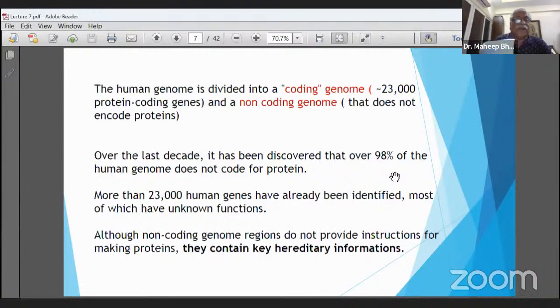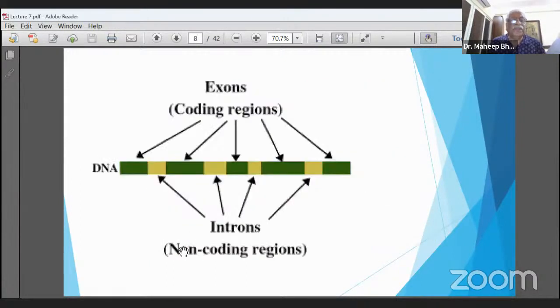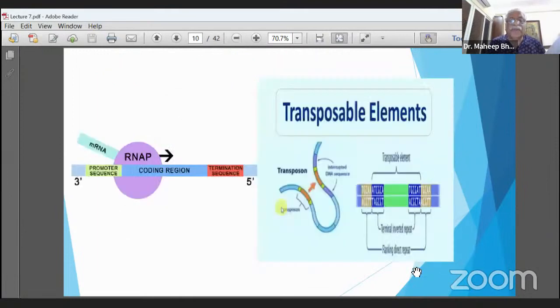It was discovered in the last decade that over 98% of the human genome does not code for protein. So the exon makes up only 2% of the human genome. More than 23,000 genes have already been identified, most of which have unknown functions. Now this is a DNA, and you can see clearly that the green areas are the coding regions, and the yellow regions are the introns, which are non-coding regions. Although they have no function of their own, they control the functions of coding regions by different means. I'm not going into details because that will create confusion.